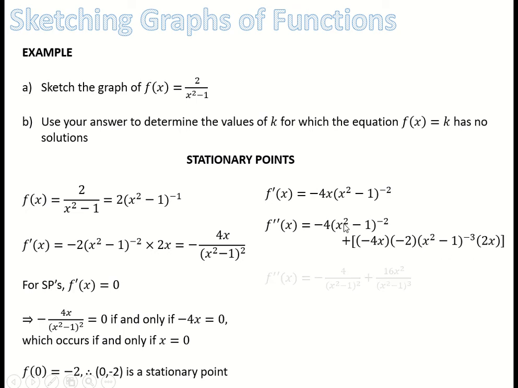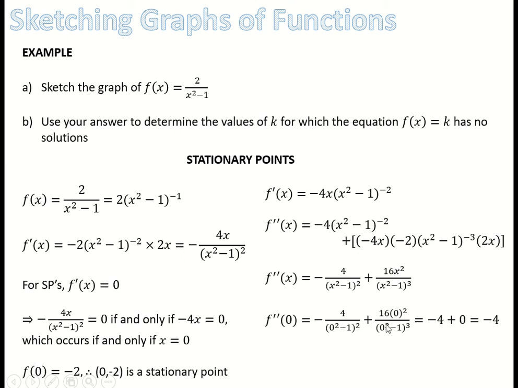Okay, it looks horrific, but you can simplify it slightly into this. And obviously we use that to find the nature of this stationary point by substituting the x value in. So we've got our x value 0, so I'm going to substitute that into here. So it becomes all of that, which is just minus 4 plus 0, which is minus 4. And the fact that that's negative tells us that the stationary point 0, minus 2 is a local maximum.